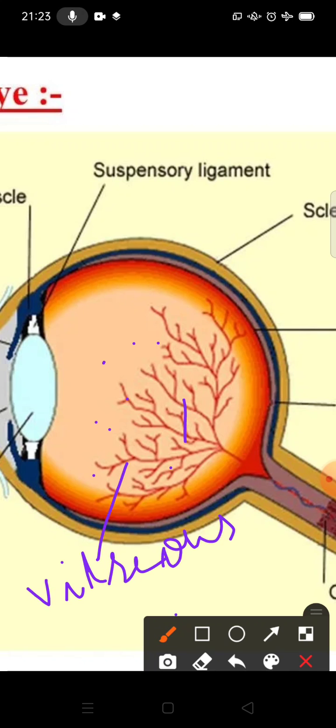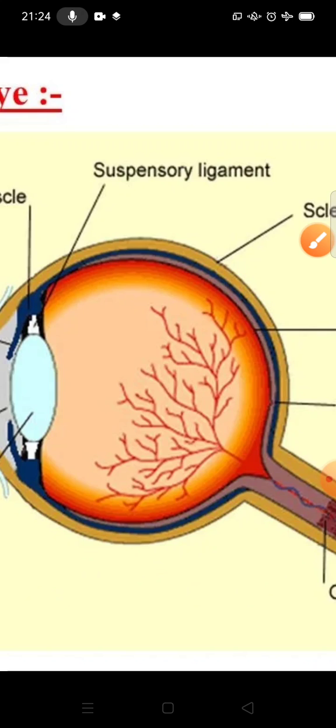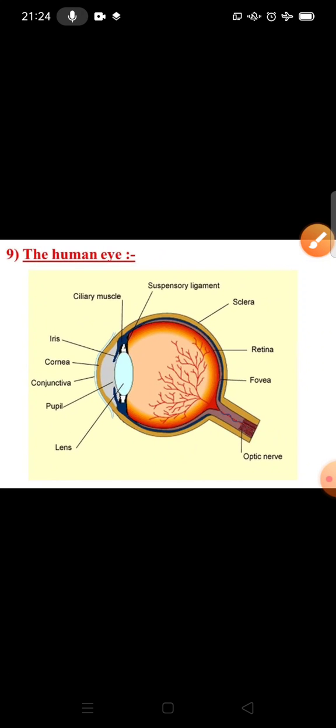Vitreous humor. There is a jelly-like fluid that fills the eye and gives shape to the eye. This is called vitreous humor. I hope you understand this structure of the human eye. It is a very remarkable optical instrument that is called the human eye.